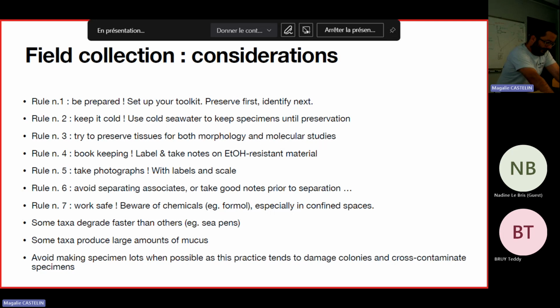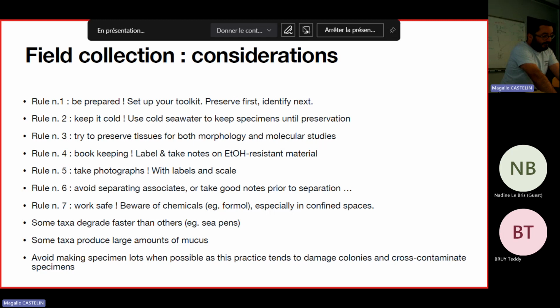And we've talked about this. I think it was a question by Houdi this morning to Sarah, asking about separating individuals. And of course, this is the best practice, but there's a French saying that necessity has no law. So when you can't, you have to make groups of specimens. But of course, there is always a risk of cross-contamination.